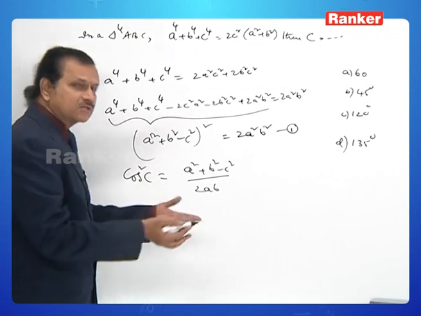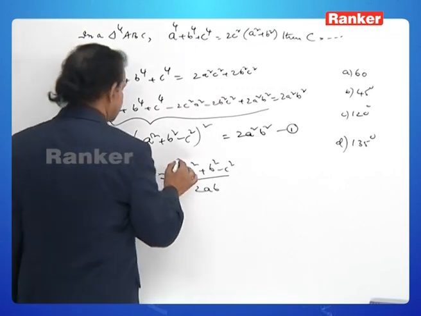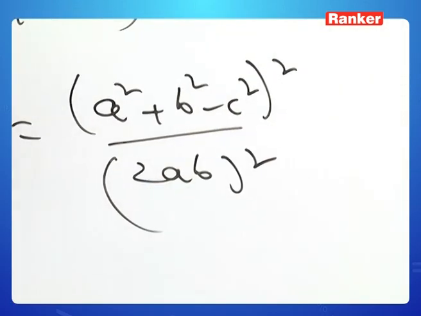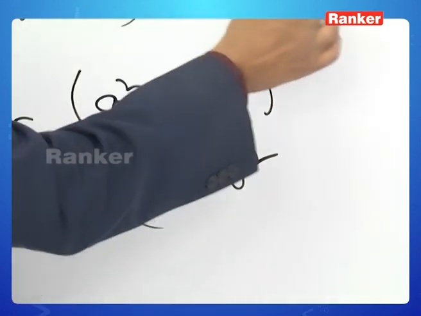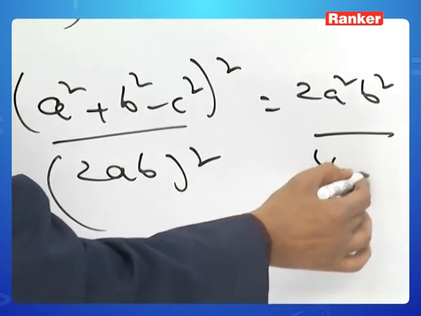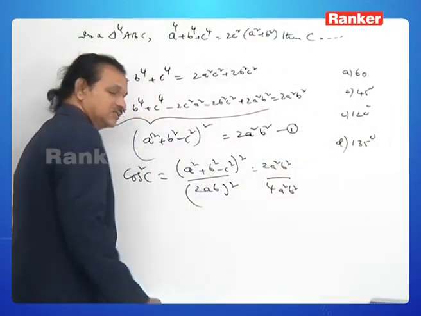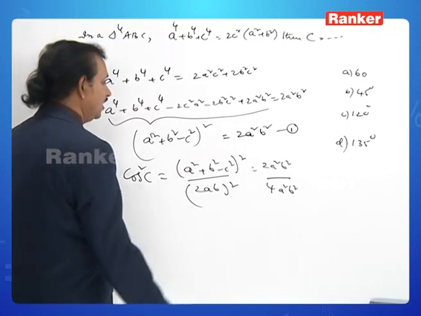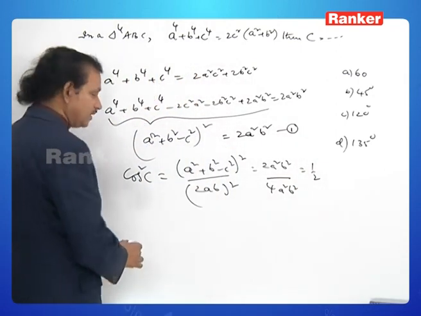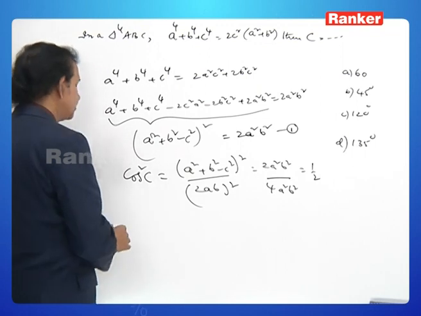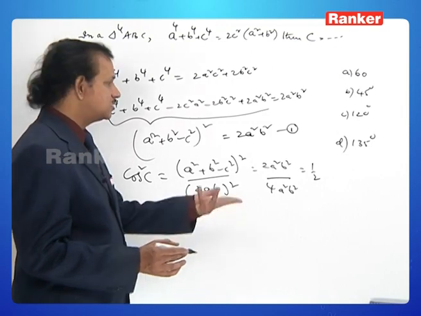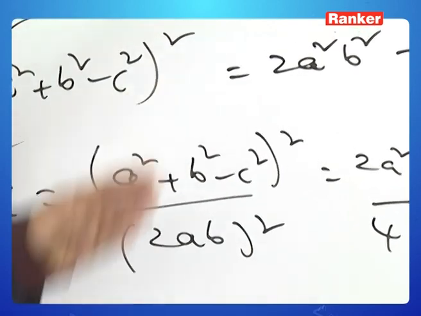This is the formula for cos C. Let me calculate cos square C. What happens? Cos square C is equal to this whole square by this whole square. What is a square plus b square minus c square whole square? It is nothing but 2a square b square. What is 2ab whole square? It is 4a square b square. So a square b square and a square b square can be cancelled, leaving you 2 by 4 is 1 by 2. So cos square C is equal to 1 by 2. Cos C is equal to plus or minus 1 by root 2. Cos square C is equal to half.